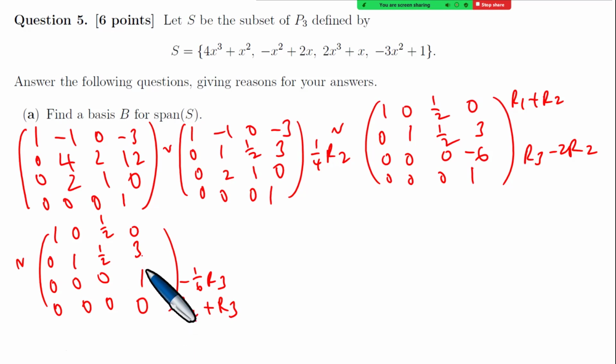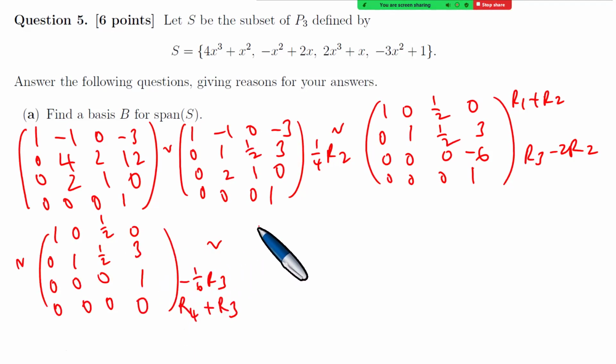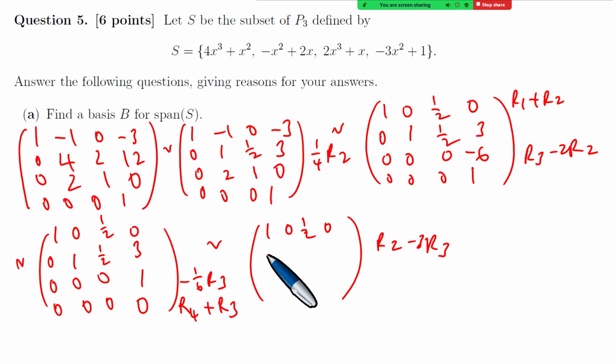Now we can get a 0 like here. It's not very necessary because you're under exam conditions. So you can say row 2 minus 3 row 3. So 1, 0, 1/2, 0, 0, 1, 1/2, then 0, 0, 0, 0, 1, 0, 0, 0, 0. All right, now this is what we have. What is the answer? Now this is already in reduced row echelon form.